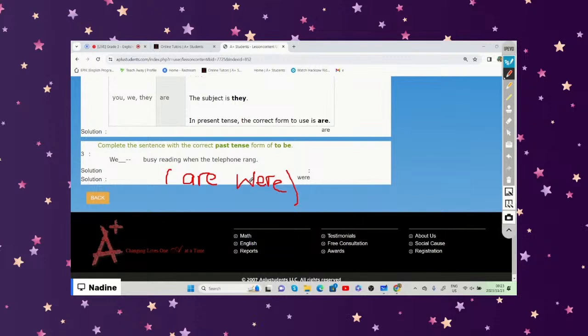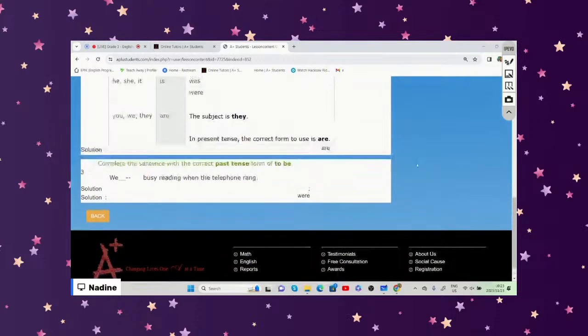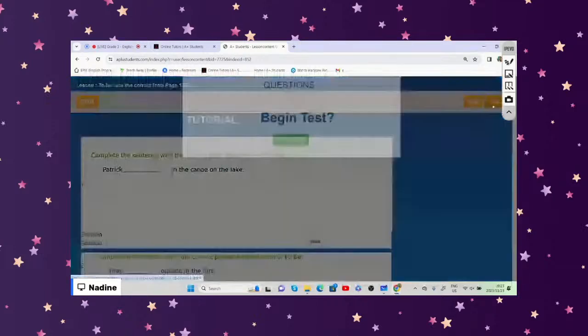So we need to choose the correct form of the verb. All right, so if we choose the correct one, we can say we were because it shows the past tense. So we were busy reading when the telephone rang. And were is correct. So well done. So now let's go on to our test.